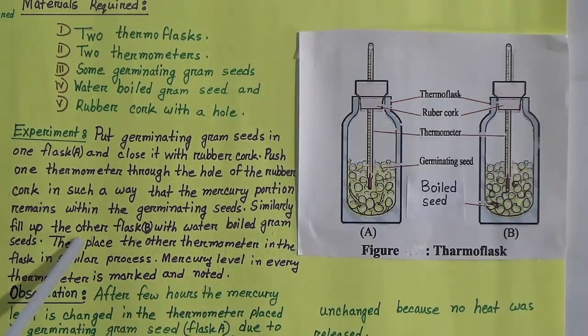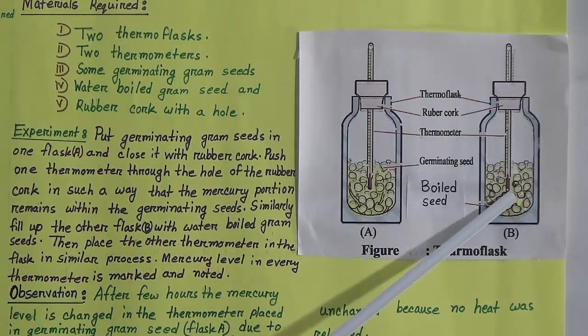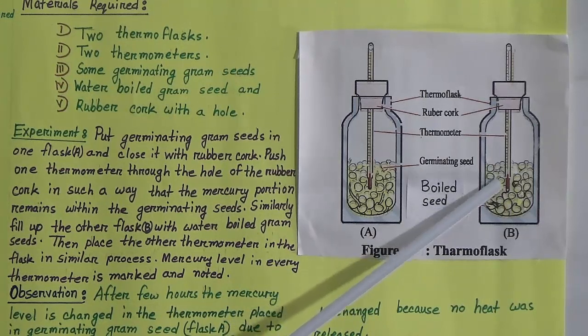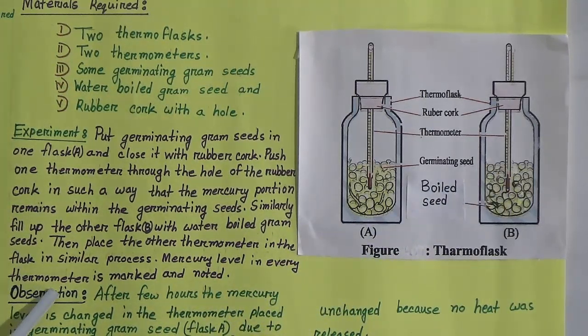Similarly, fill the other flask B with boiled gram seeds. Then place the other thermometer in the flask in a similar process. The mercury level in every thermometer is marked and noted. Then observation.